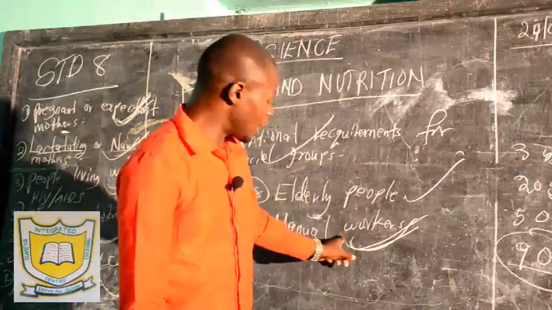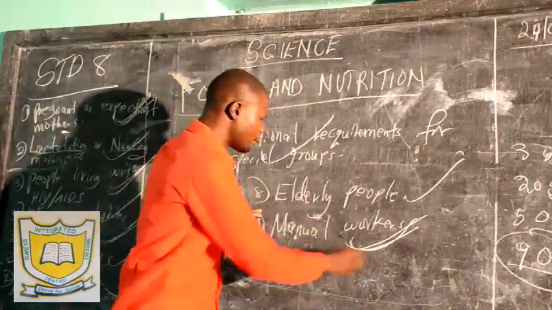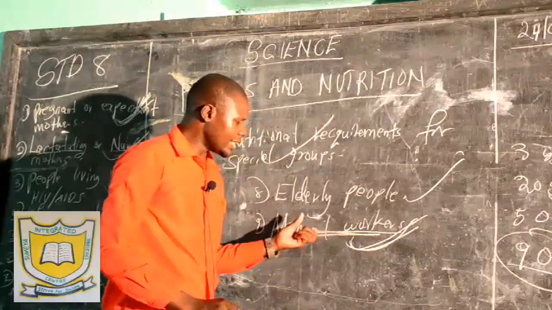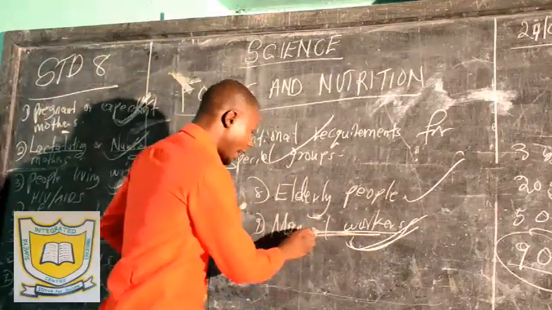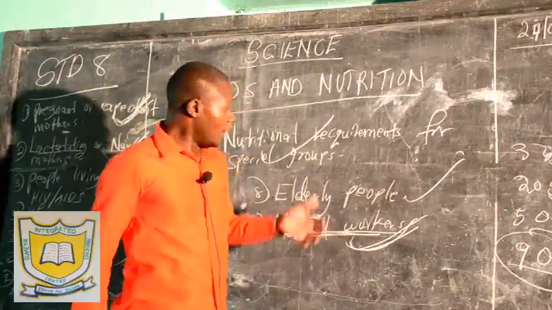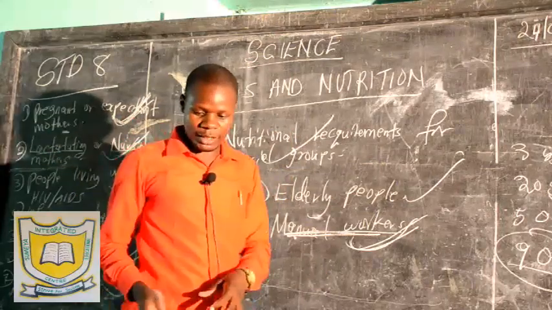So this person needs a lot of energy. Which type of food are you supposed to give this person to make sure that he has that energy to work? Manual workers. Okay, those are the special groups we will have to discuss.